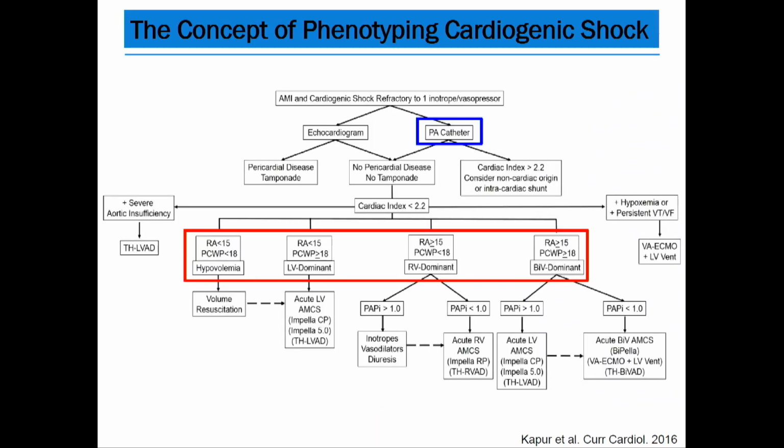This is Dr. Kapoor's diagram of phenotyping. I think this is helpful for fellows and those in training and early career to understand how to use the combination of the physical exam findings, the shock severity scores, the PA catheter, and the echo to try to figure out what these patients need. And then at the bottom, what do you have available at your hospital? Not everybody has BiPella, not everybody has ECMO. What do you do well? And this is where the heart team comes into play.